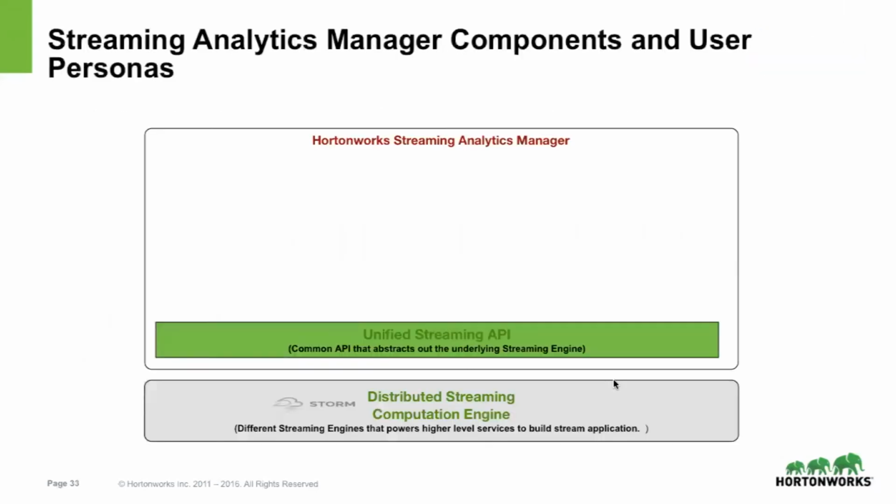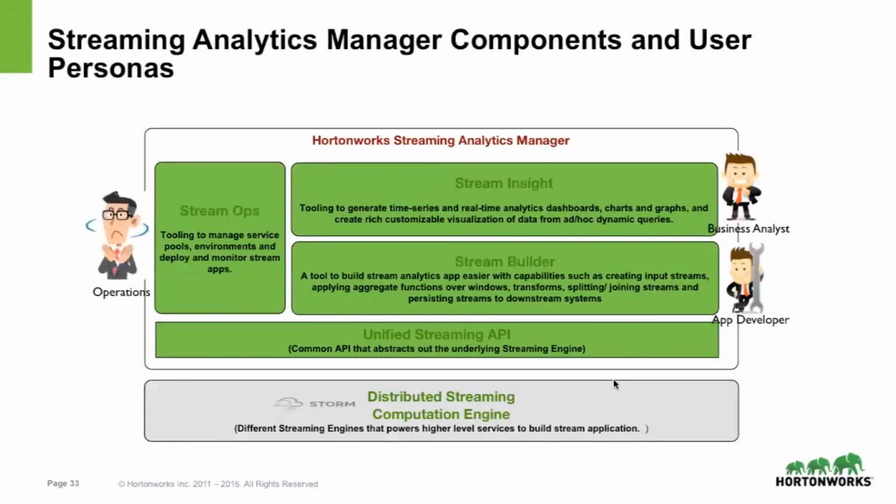To give a little more detail about how SAM works, underneath it you have a distributed computing engine. You have to have that. That could be Storm today. Right now we have an integration with Storm. Tomorrow we want to build Flink and other engines as well, so we'll be engine agnostic. And you have a unified streaming API. And the stream builder, that is the topology builder that you've seen. So the stream builder will go and talk to this unified streaming API. And eventually what you've seen is the deployed version.